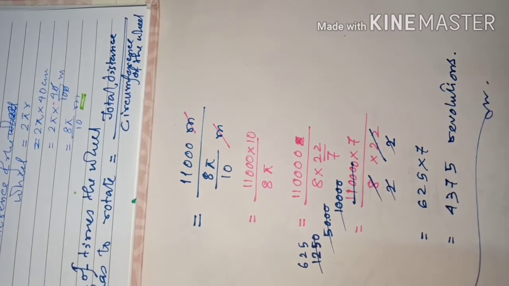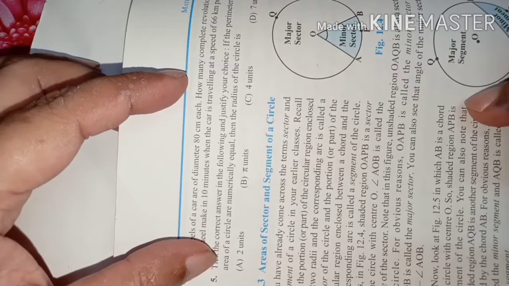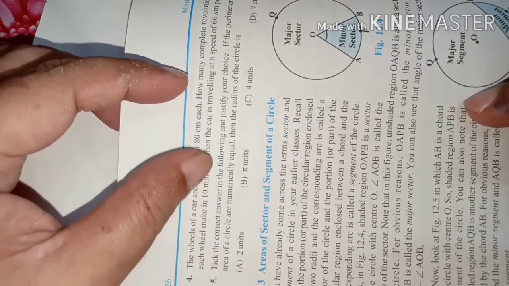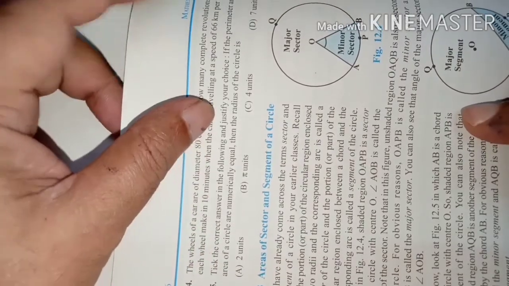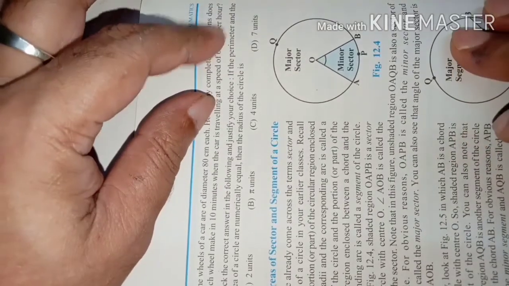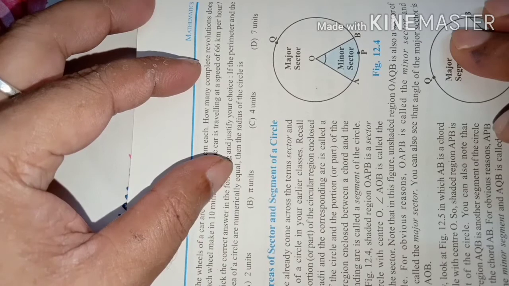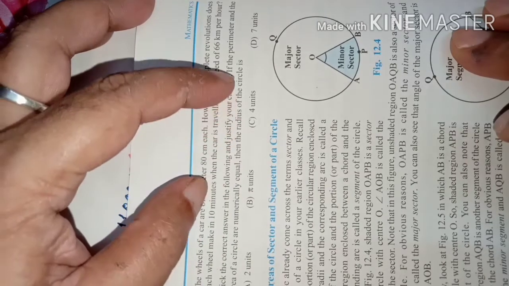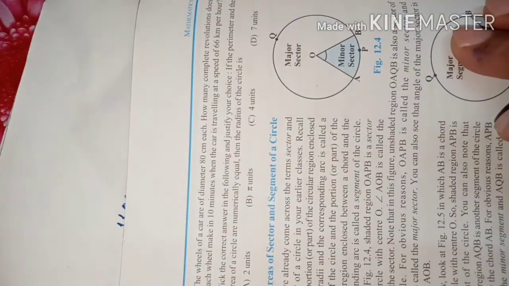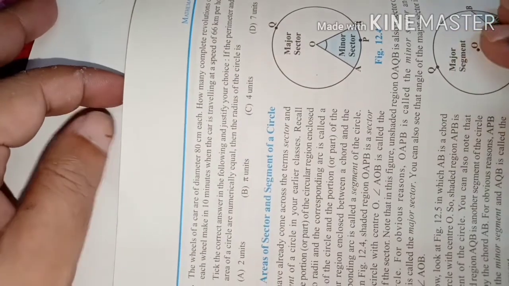Okay, dear students, this is finished. Look at question number 5. Tick the correct answer in the following and justify your choice. If the perimeter and the area of a circle are numerically equal, then the radius of the circle should be one of these numbers. Which is the one? Let us understand the question.